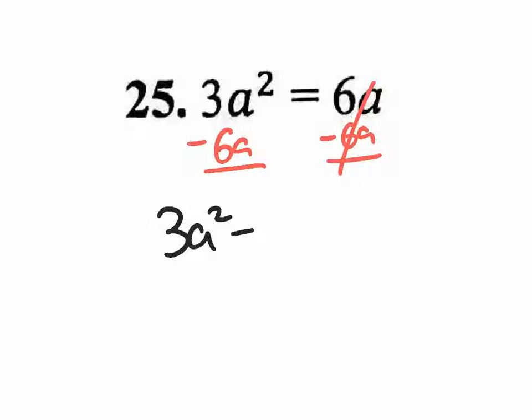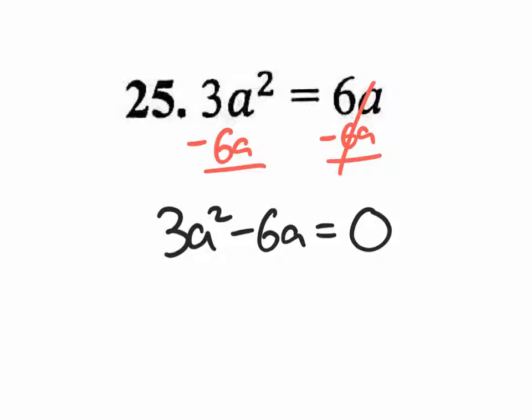3a squared minus 6a. Why did I rewrite it? Because I can't subtract an a from an a squared. Those are different terms. But I do have at least on the right side a 0. Now, after getting it set equal to 0, now I could factor and then split it and then solve.